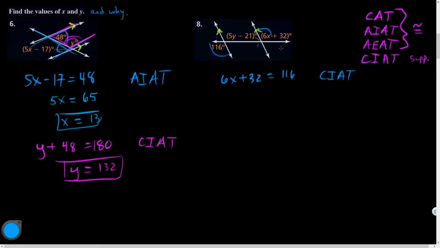And just because these other angles aren't labeled doesn't mean you can't use them. If you happen to see an alternative route and can justify your work, I'll gladly give you the credit. Sometimes it might take a longer way. Subtract 32 from both sides. Oh, dear. And then divide both sides by 6. I get 14. So correct me in the comments.